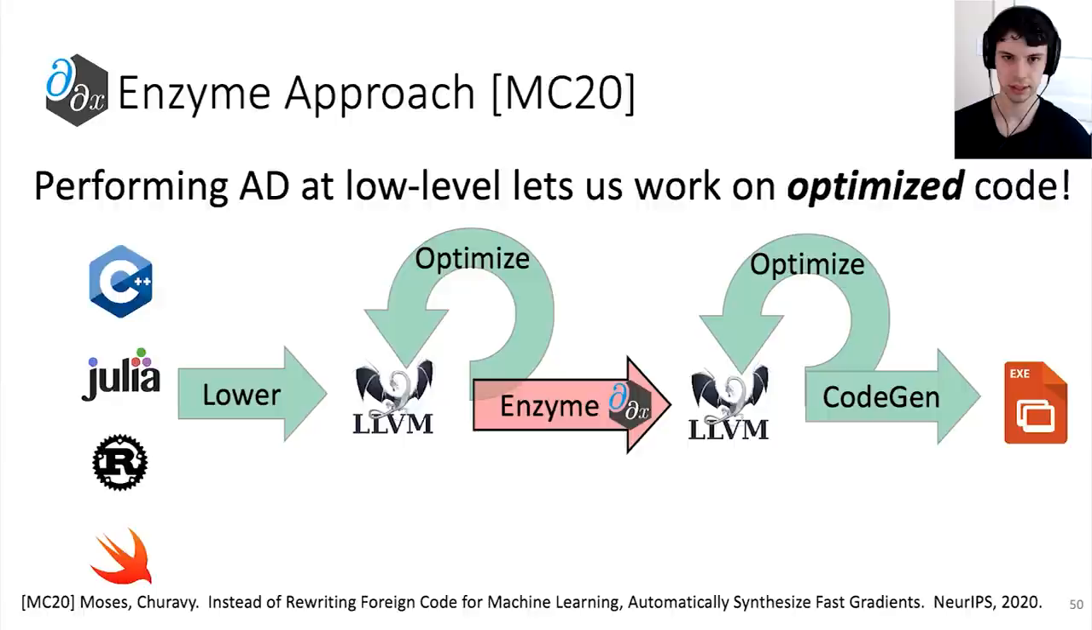So one of the key insights behind Enzyme is that if we're able to perform AD at the low level, we can first run all the existing optimizations, and as a consequence get much faster code. The other interesting side note is that because all of these front ends go down to the same intermediate representation, we can differentiate any of these front ends with a single tool.